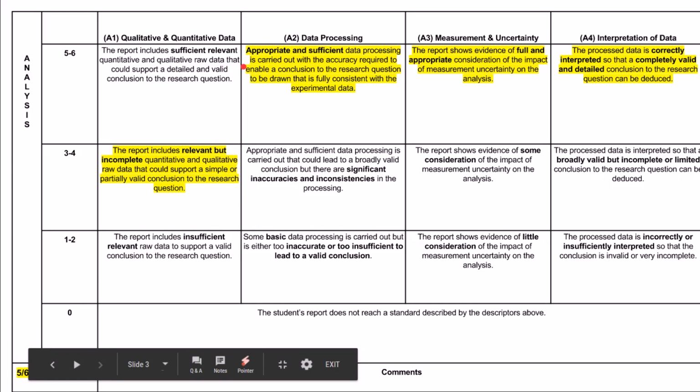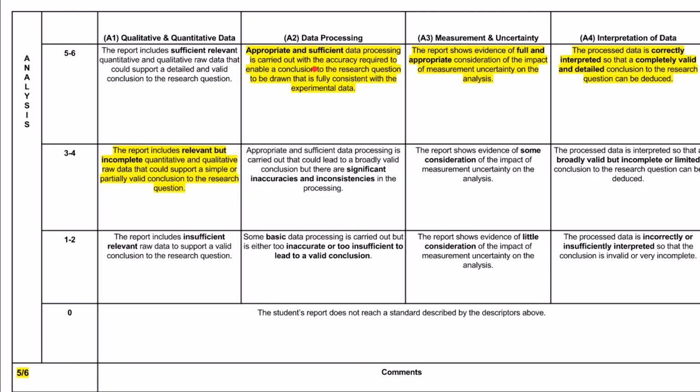A 6 out of 6 is not obtainable because these dilution values and mass values here that were excluded are relevant to the conclusion and the interpretation of data that would occur subsequently in this investigation. Therefore, I'm confident to state that this is a 5 out of 6 student exemplar for the analysis component of this internal assessment.